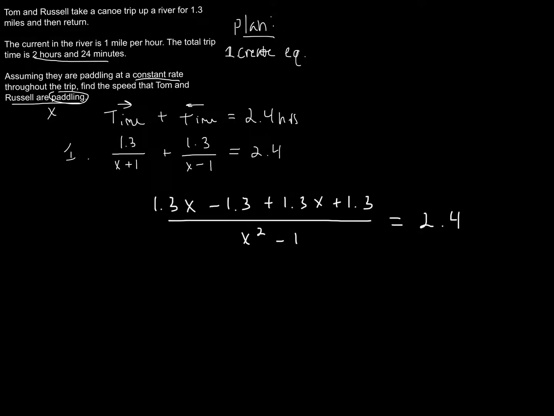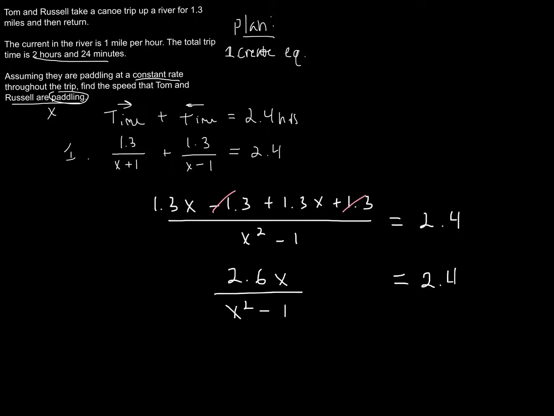So I found our common denominator by multiplying by (x minus 1) over (x minus 1) and (x plus 1) over (x plus 1). I get x squared minus 1. And then up top I can collect some like terms. 1.3x plus 1.3x will be 2.6x. And then negative 1.3 plus 1.3 is 0, of course. And so I'm left with 2.6x, and it's equivalent to 2.4 divided by x squared minus 1.